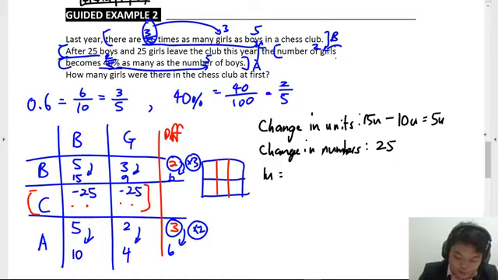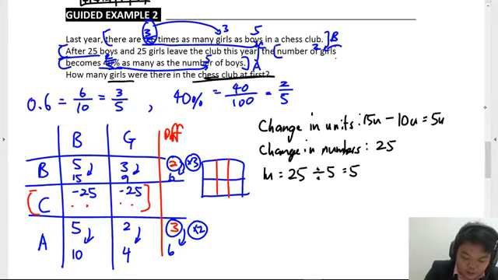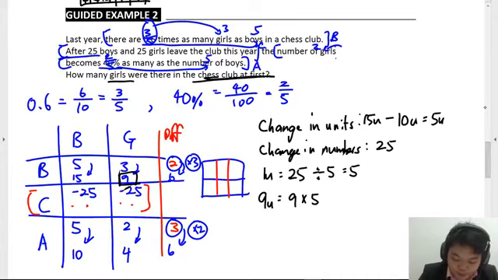And if that is the case, then 1 unit must be 25 divided by 5, if 5 units is 25, to give you 5. And once we have this already, we want to find out how many girls there were in the chess club at first. So recall, you want to find out the most updated unit, which is the 9 units over there. So this will be 9 copies of 5, and this will give you 45. Okay, so your answer here will be 45.